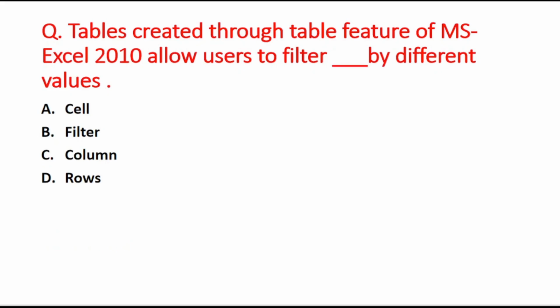Next question is, tables created through the table feature of MS Excel 2010 allow users to filter blank by different values. A option is cell, B option is filter, C option is column, and D option is rows. The right answer is option C, that is column.